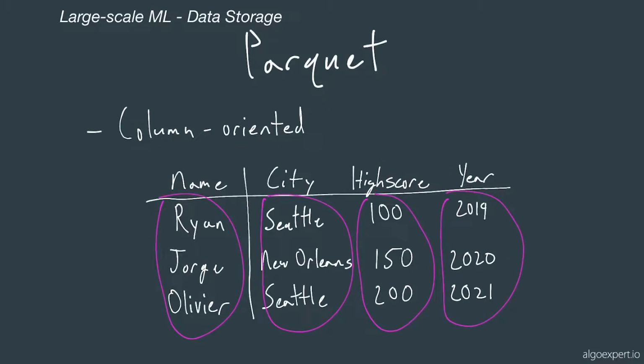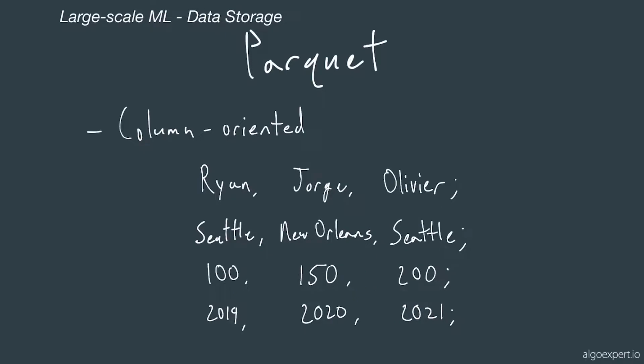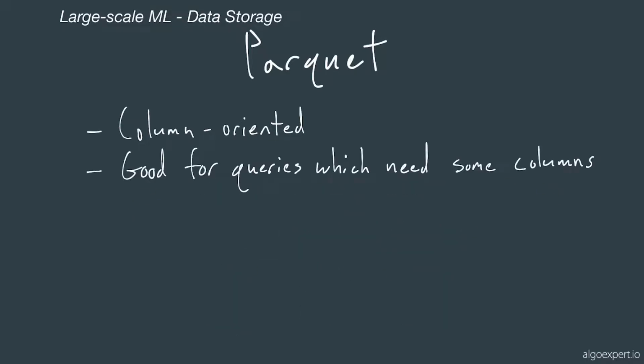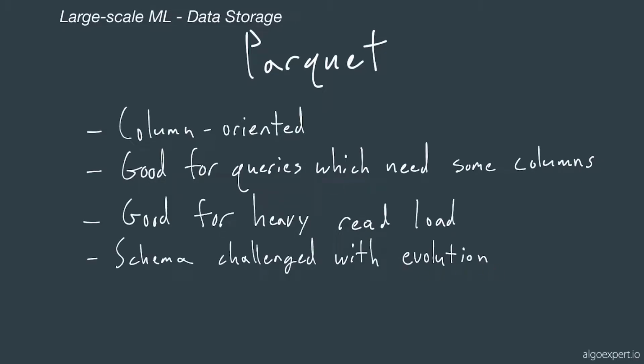So here, if we translate this to what we had before, each item, in terms of its column, will be represented and split apart by a comma, and then this indicates the end of that particular column. So here's the first column, second column, third column, fourth column. This is good for queries which only need some of the columns. It's good for heavy read loads. However, the schema evolution support is pretty limited.